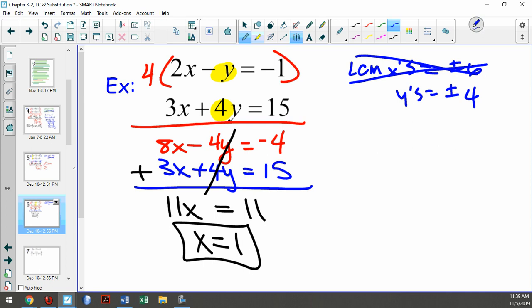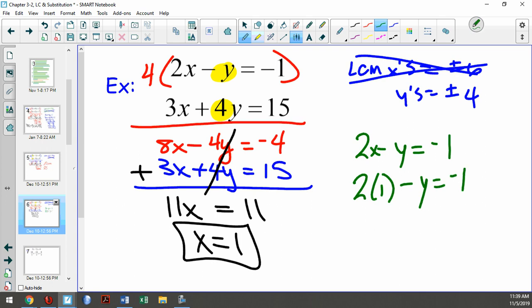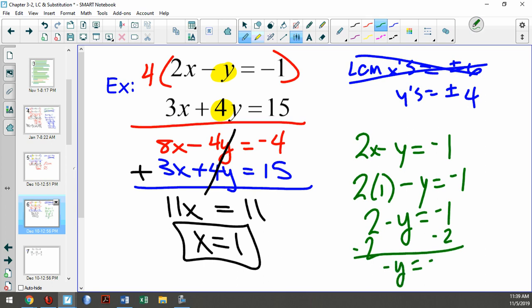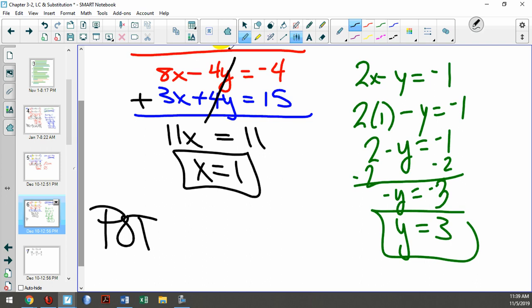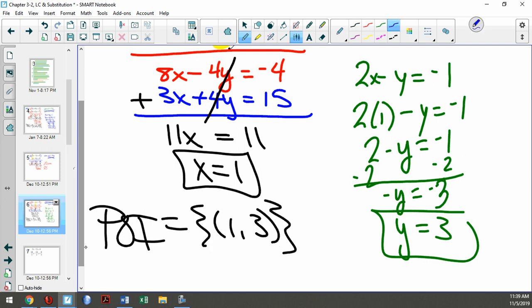How do I find y? Plug and chug. Does it matter which one I plug and chug to? No, it does not matter. So I have 2 times 1 minus y is equal to negative 1. So 2 minus y is equal to negative 1. Subtract the 2. Negative y is equal to negative 3. So what is y? Y is positive 3. So what is my POI? 1, 3. Do we understand?